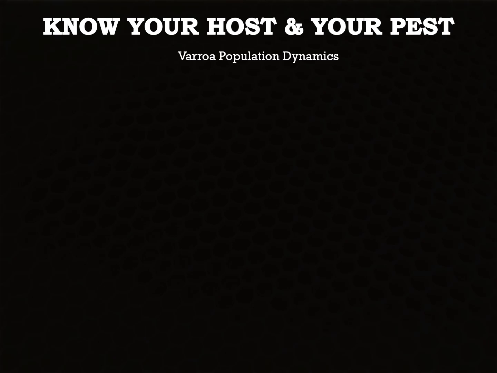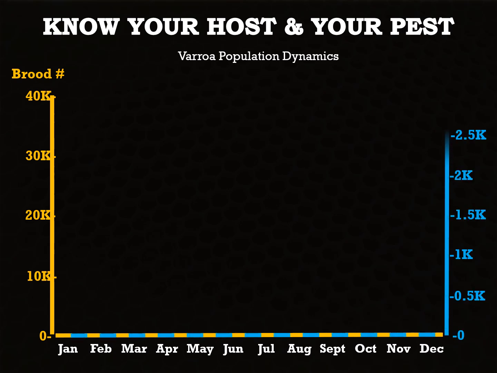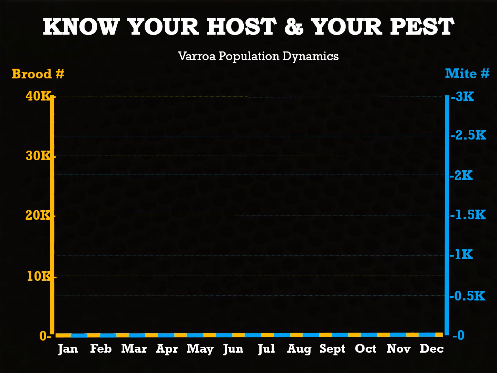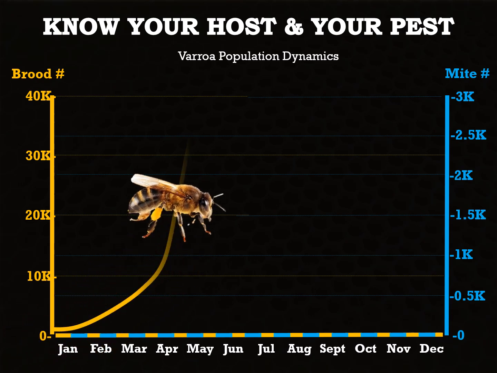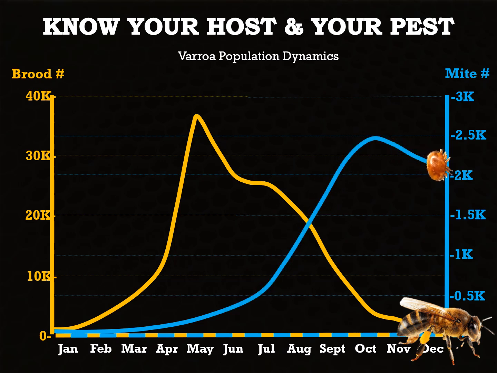So again, part of this IPM thing is knowing your host and your pest. The brood number of your host over the course of the year. The mite number in the hive over the course of the year. The bee population, it's going to be highest May, June, July. Your mite population may start lower, but it'll go higher July, August, September.